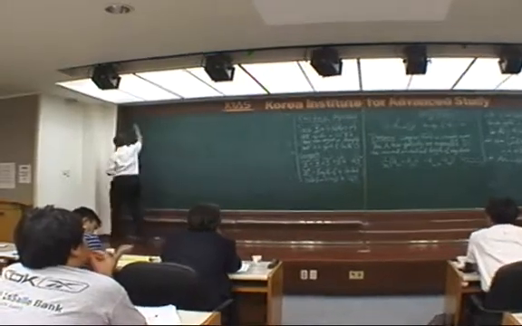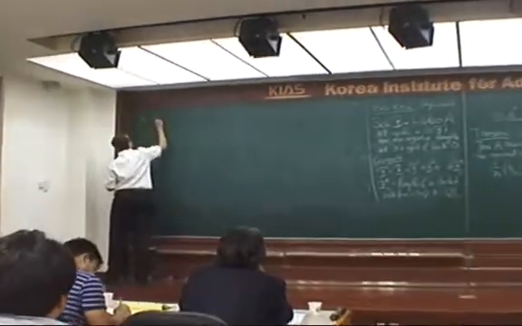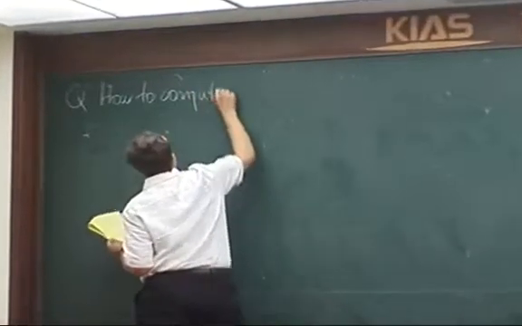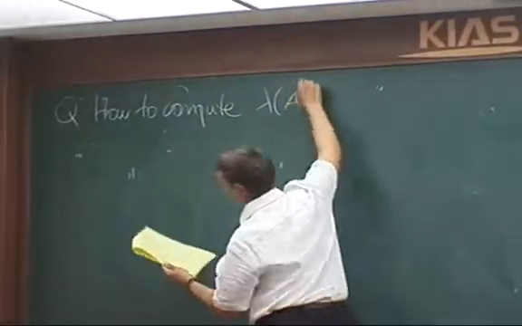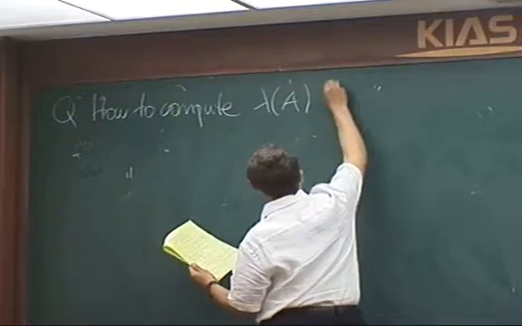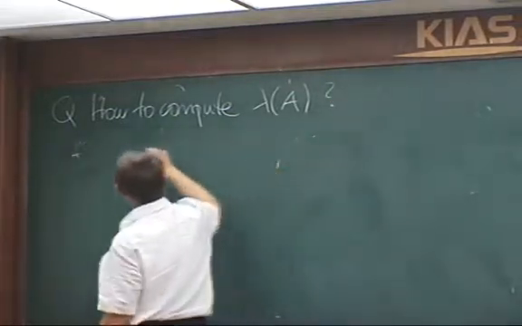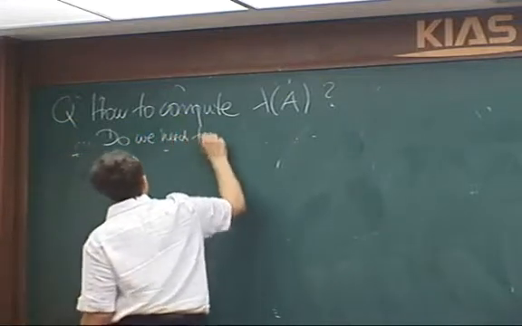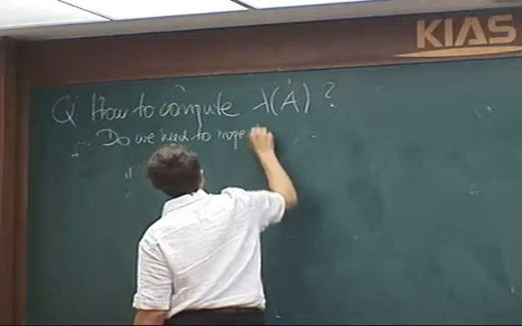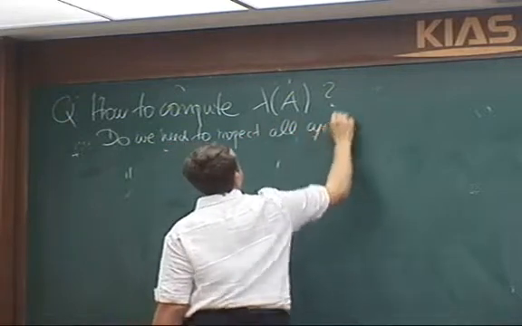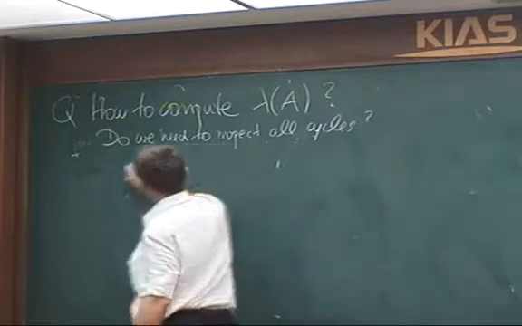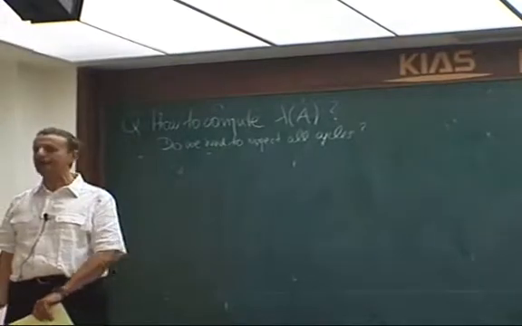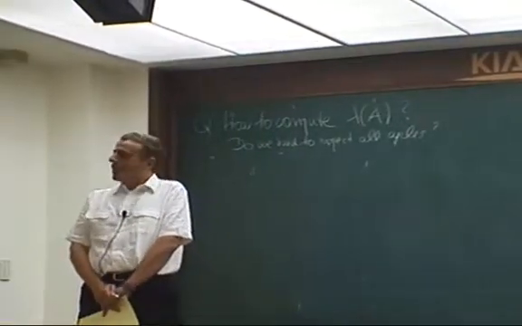So how to compute? The question is: how do we compute the eigenvalue lambda of a matrix? Do we need to inspect all cycles? One algorithm, of course, is you draw the graph, you look at every cycle in the graph, you calculate the normalized length, and you take the smallest, right? But that's a very bad algorithm.